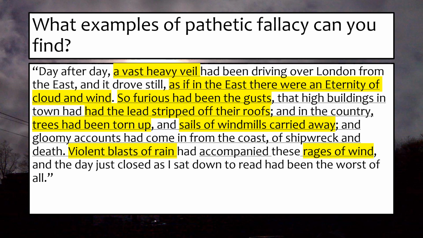He then describes the rain as being violent blasts, and these are accompanied by rages of wind. So whatever is going on through this pathetic fallacy, we can see that again, it's very sinister. It's not a very positive atmosphere at all. The rain is violent, so we're getting a sense that perhaps there is some death about to happen. Rages of wind, again, sinister, dark.